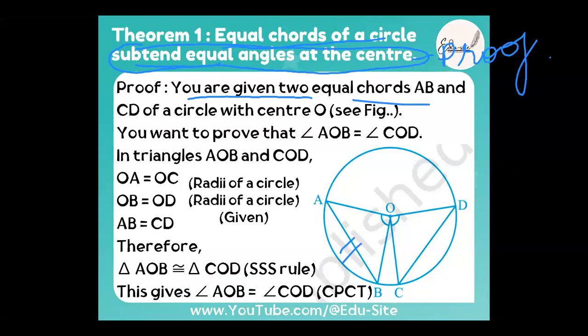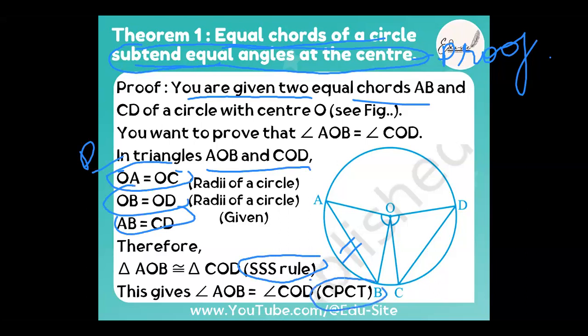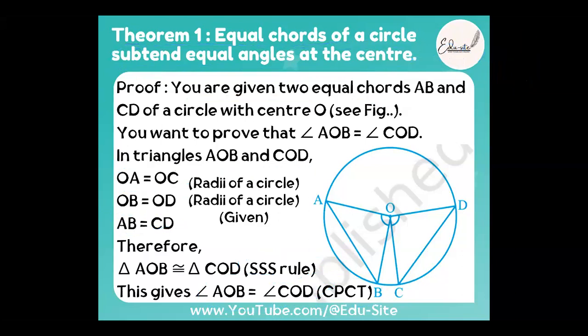Given equal chords AB and CD of a circle with center O. You want to prove that angle AOB is equal to angle COD. So we are going to start with the proof. We are considering two triangles, AOB and COD. First thing is radii, then it is given. So which postulate did we apply? SSS postulate, right? After that, from CPCT we can prove that this is given. So hence the proof that equal chords of the circle subtend equal angles at the center.